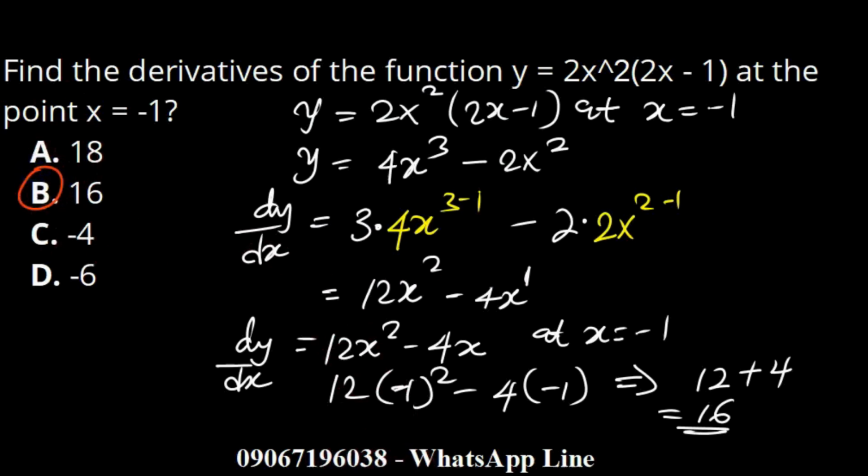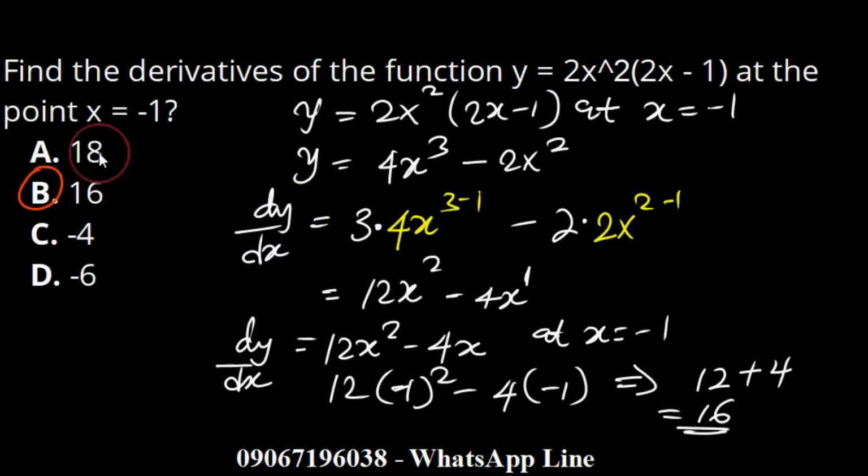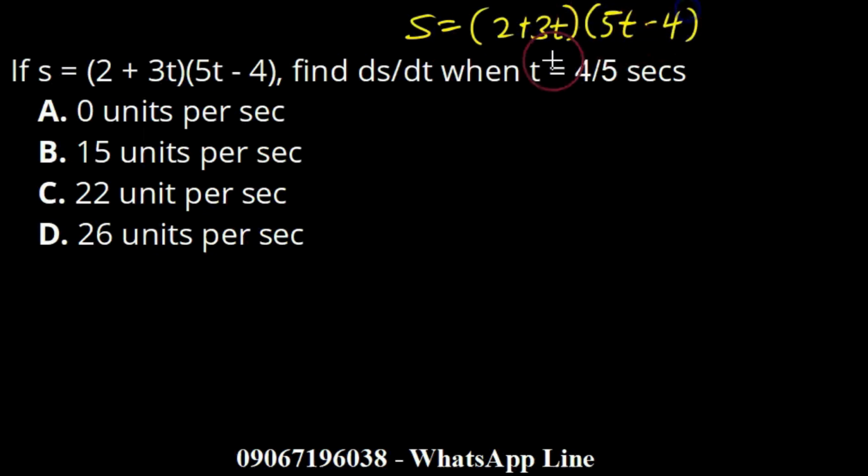So we'll move on from this to the next question. Look at these topics now. This has to do with application of differentiation. The last question we just did is on application of differentiation, and this is also on application of differentiation. If s is equal to (2 plus 3t)(5t minus 4), find ds/dt, that means differentiate s with respect to t, and then find it at t equals 4/5.